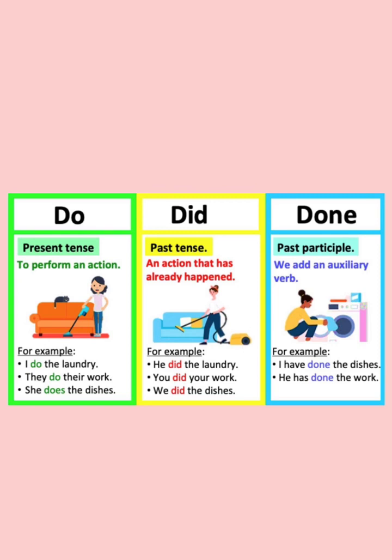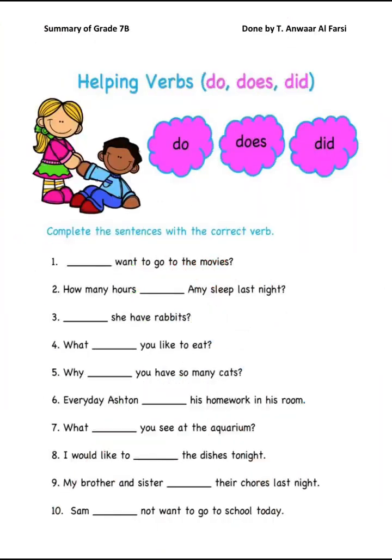And done is a past participle. We add an auxiliary verb. For example, I have done the dishes, he has done the work. So a quick exercise, complete the sentences with the correct verb: do, does, and did. Let's solve together the first three questions, then I will give time for you to solve the rest.